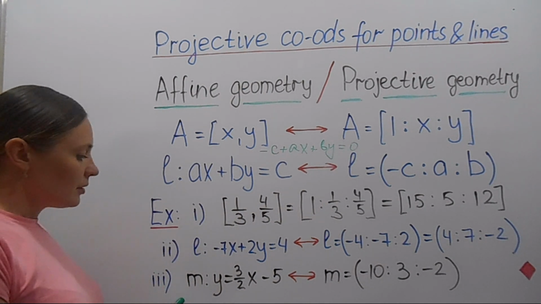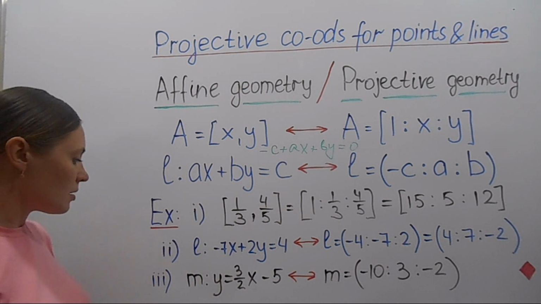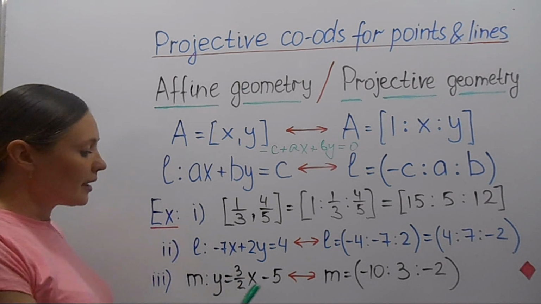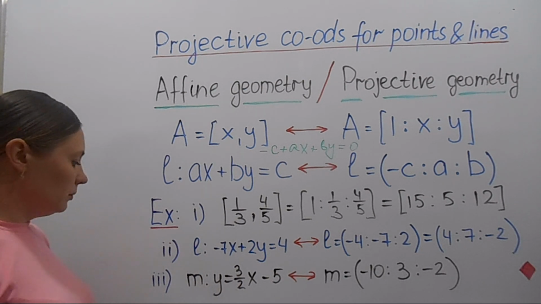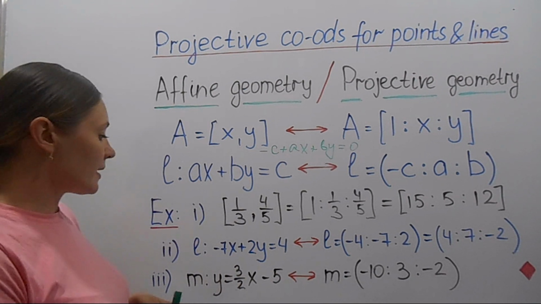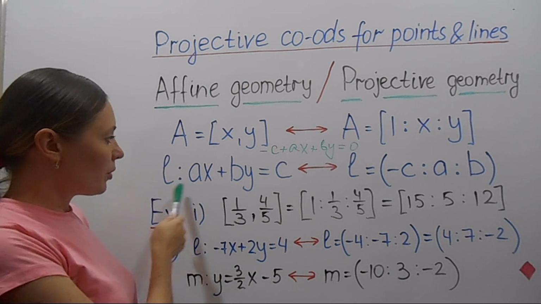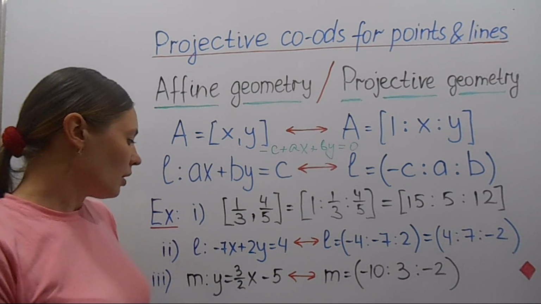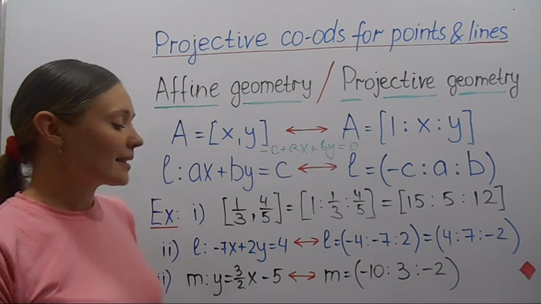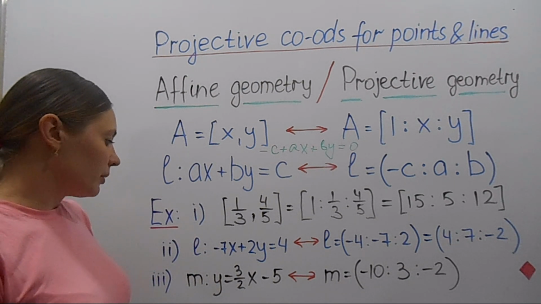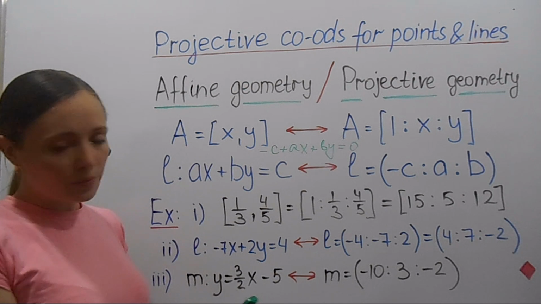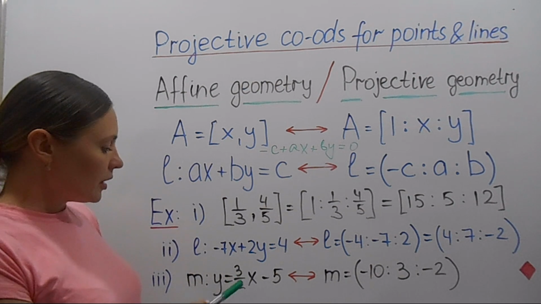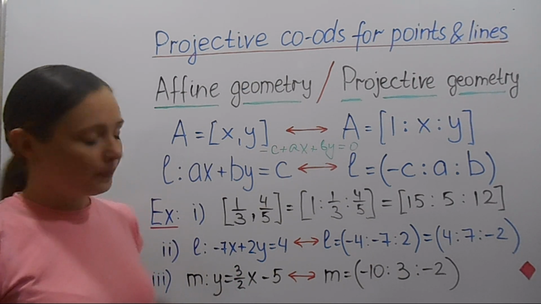There is another example of a line M, which is in the form y equals 3 over 2 x minus 5. This is not exactly the standard form that we had here. So let's think about how we can rewrite this in standard form. Well, we can multiply everything by 2 to get rid of this denominator, to get 2y equals 3x minus 5.